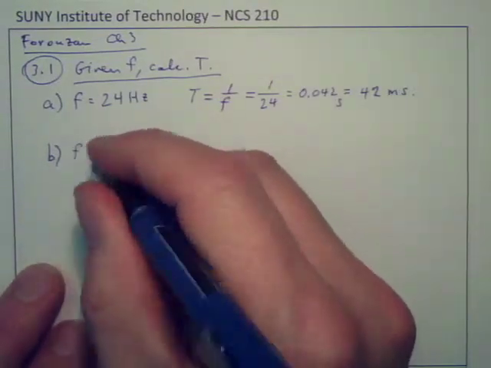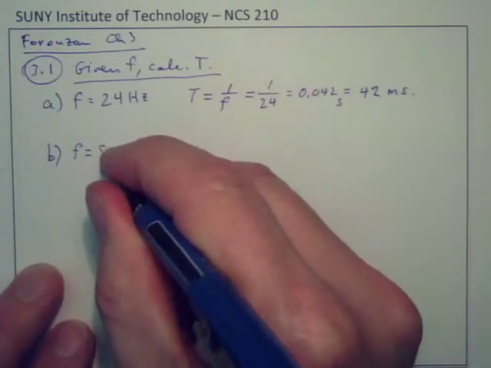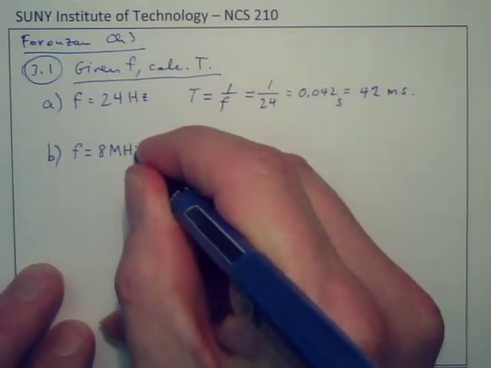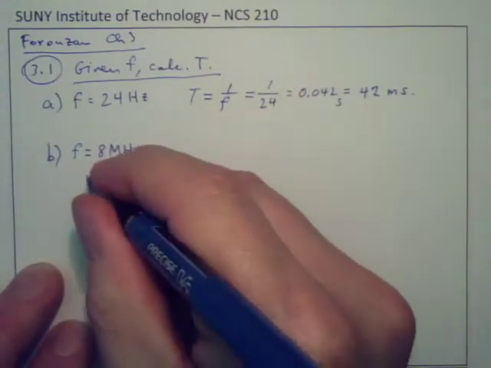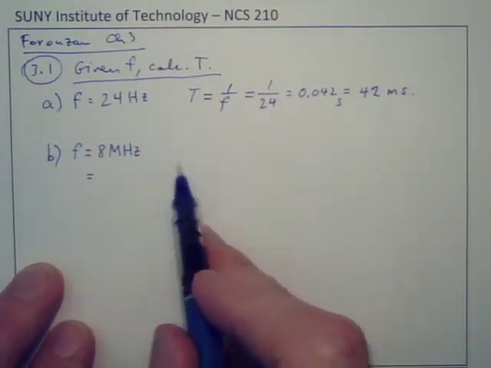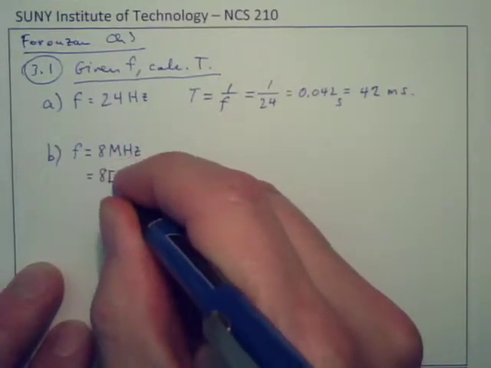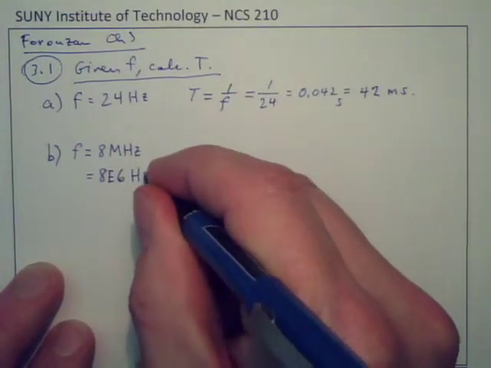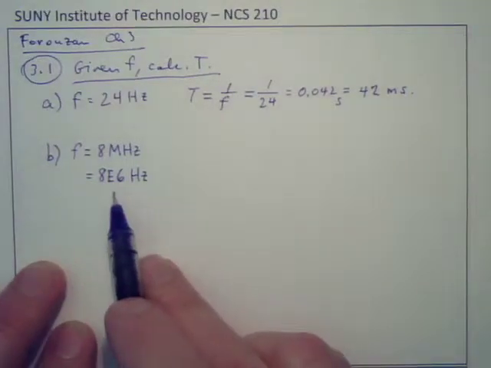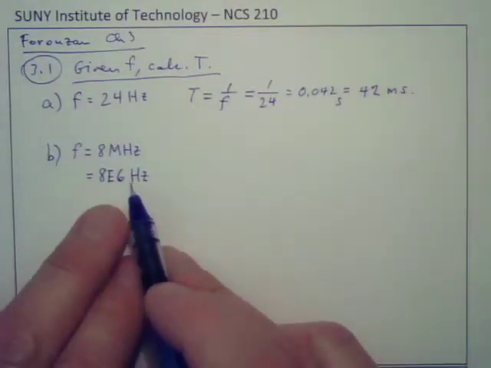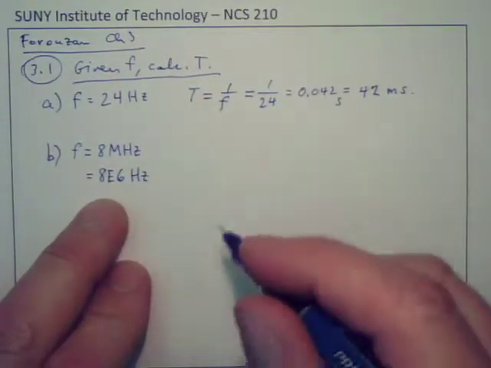So if we do part B, F is 8 megahertz. And I'm going to immediately convert that into the base units of Hertz, which is 8 times E to the 6th Hertz, or 8 times 10 to the 6th, or 8 million Hertz, or 8 with 6 zeros.